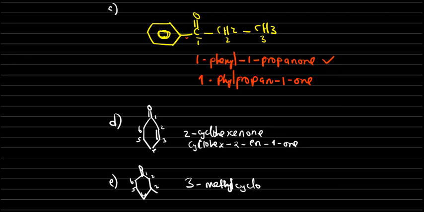So 3-methylcyclo, how many carbons are there? There are 6. So cyclohex. Yes, it will be a hex, but I'll remove the e. I was supposed to have hexane, but I'll remove that e and put one there. Okay, so that's how you can actually name that.